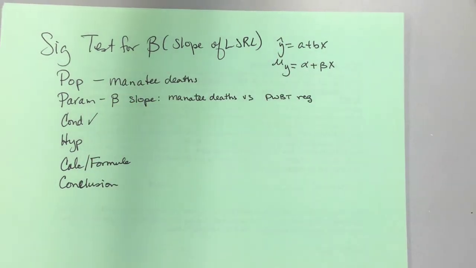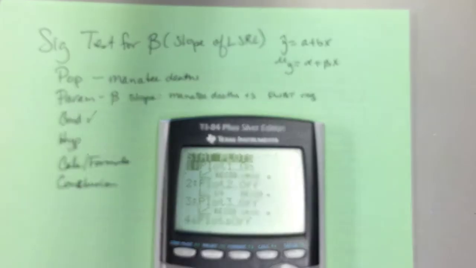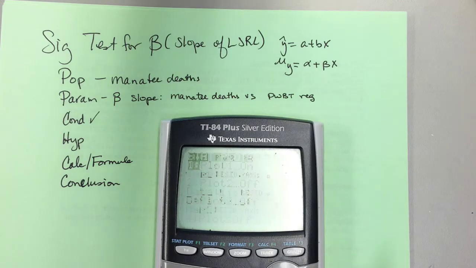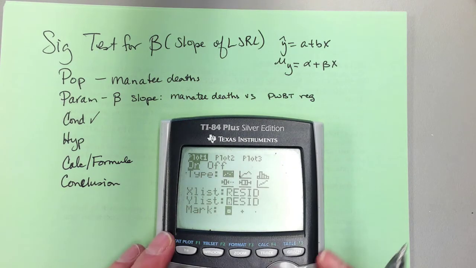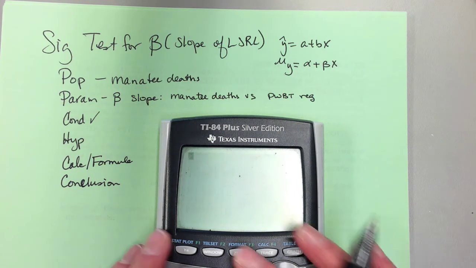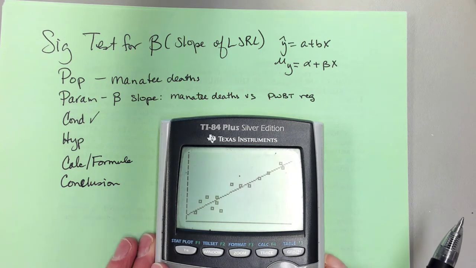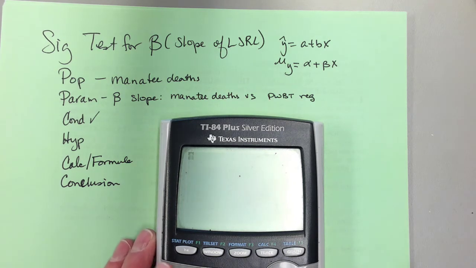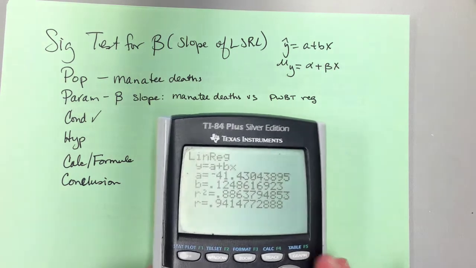So let's talk about hypotheses. When I look at our manatee data, I'm going to turn on plot 1. I'm going to go to my scatter plot, and I want L1 and L2. And I go to zoom 9. That's our manatee data. I think we can agree that that's definitely positive. And if we were to run a quick regression on that, r and r squared, yeah, the slope is positive.